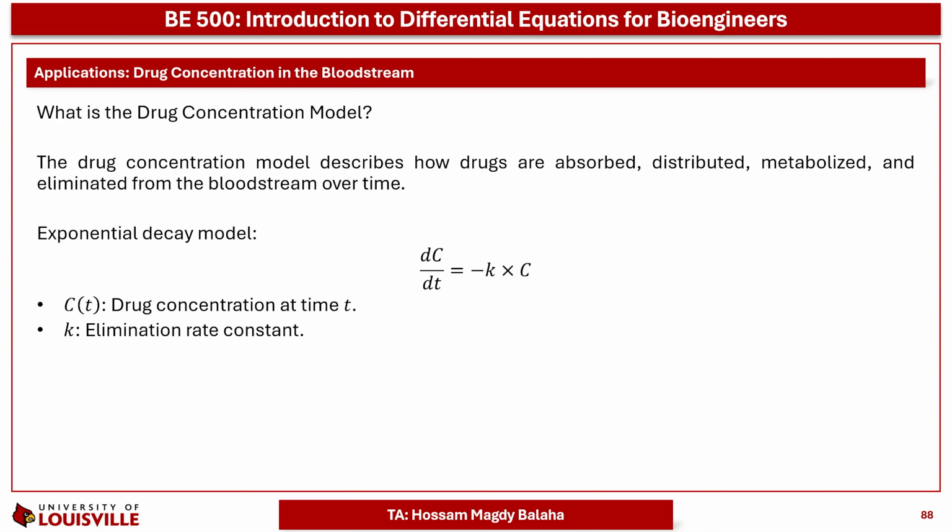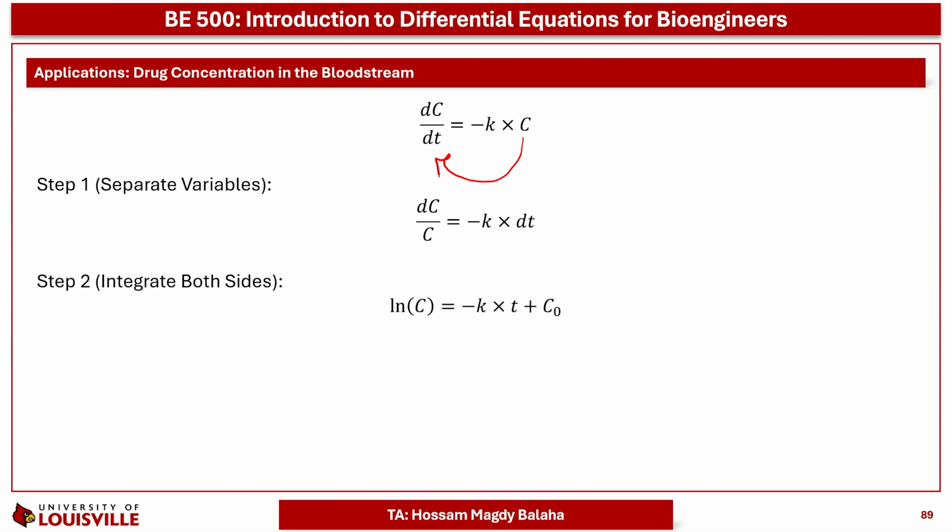Let's move to the next application, drug concentration in the bloodstream. This model describes how drugs are absorbed, distributed, metabolized, and eliminated from the bloodstream over time. There is an exponential decay model here, which is a first order differential equation: dc by dt equals negative kc, where k is the elimination rate constant and c of t is the drug concentration at time t. We need to solve it, so we can use separation of variables by moving c to this part and dt to this part. So it will be dc over c equals negative k dt.